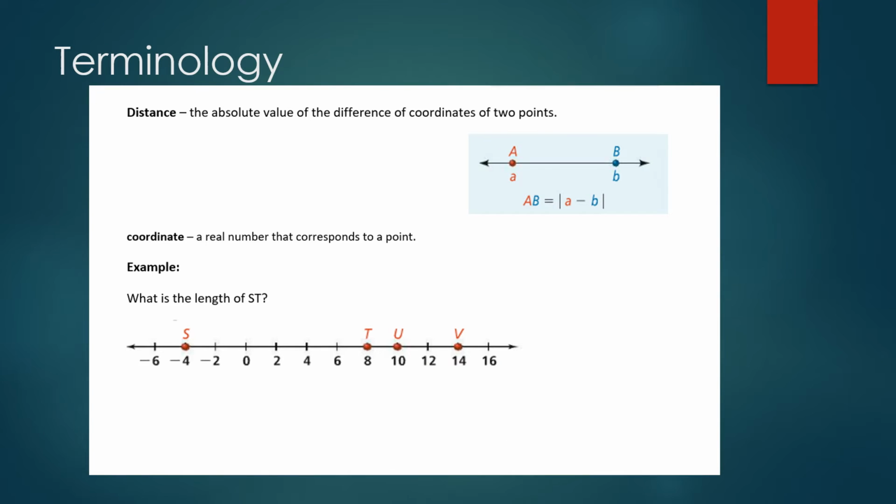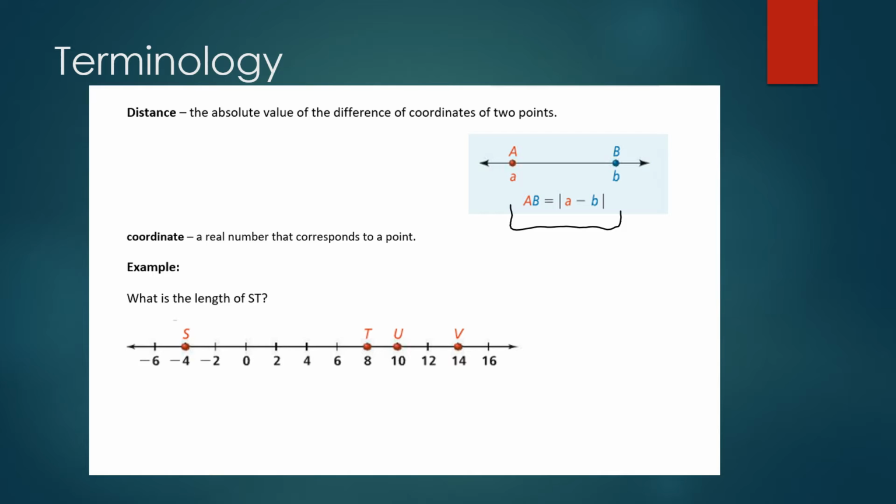So a little more terminology here. We've got distance, and the distance is defined as the absolute value of the difference of the coordinates of 2 points. So the length of AB is the absolute value of A minus B. The way I always calculate it, I always take the bigger number and subtract the smaller number so I don't have to deal with negatives. But an absolute value just makes a negative and turns it positive, so it's going to work out either way. So again, a coordinate is a real number that corresponds to a point. That was from the ruler postulate.